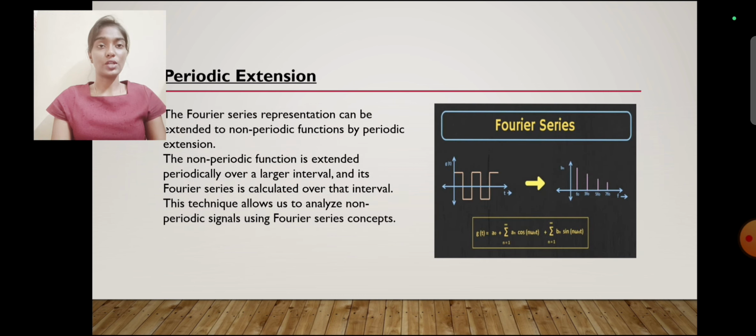Periodic extension. The Fourier series representation can be extended to non-periodic functions by periodic extension. The non-periodic function is extended periodically over a larger interval and its Fourier series is calculated over the interval. This technique allows us to analyze non-periodic signals using Fourier series concepts.